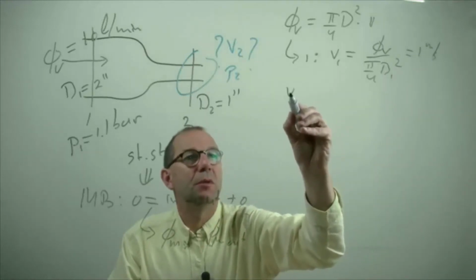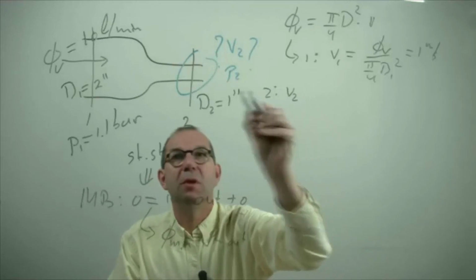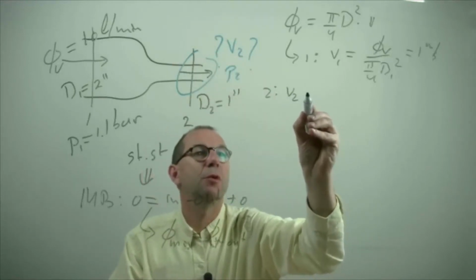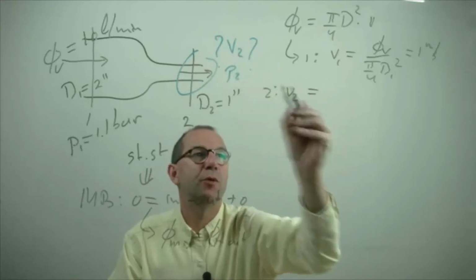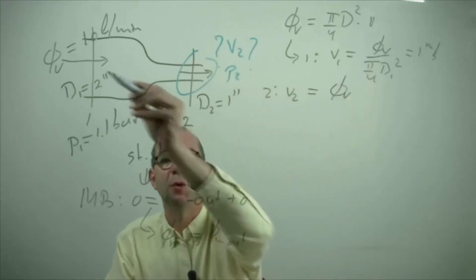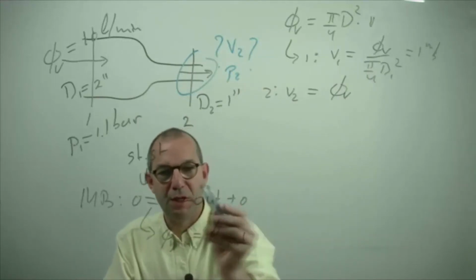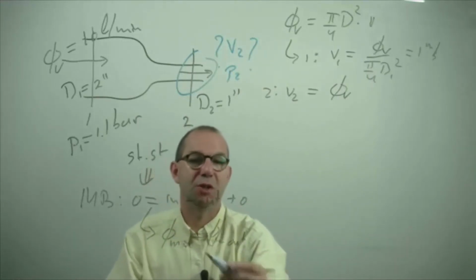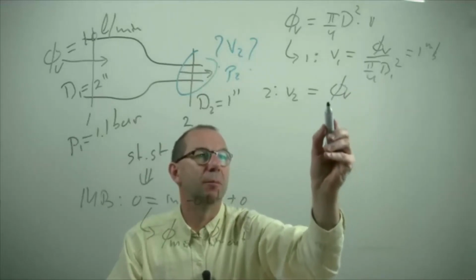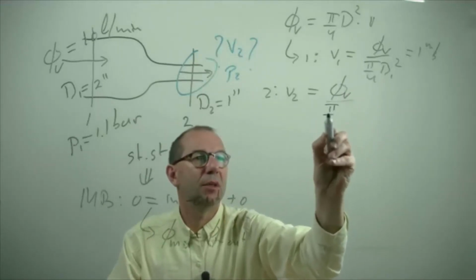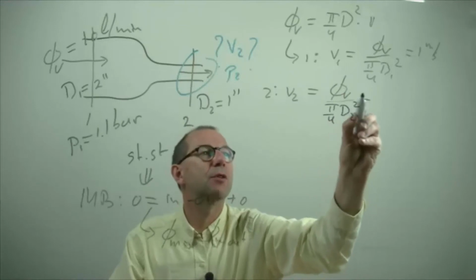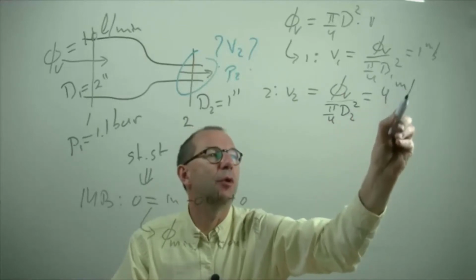V2 at position 2, the one that I would like to know, can we compute it in a similar way? It is the volume flow there, but that's the same as the volume flow at point 1, which I learned from the steady state mass balance. Density of water doesn't change, so if the mass flows are the same, then the volume flows are the same. But obviously the area is reduced by a factor of 4, and thus the velocity goes up by a factor of 4.